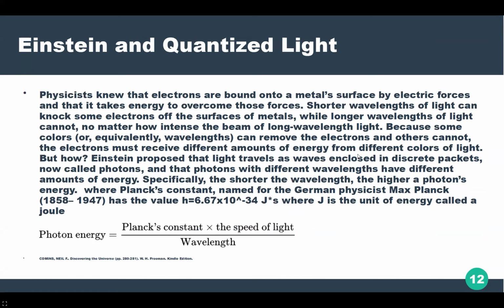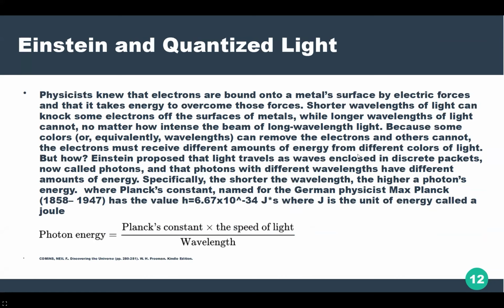Physicists knew that electrons are bound into the metal surface by electrical forces, and that it takes energy to overcome those forces. Shorter wavelengths of light can knock some electrons off the surfaces of metal, while longer wavelengths of light cannot, no matter how intense the beam of long wavelength light is. Because some colors, or equivalently wavelengths, can remove the electrons and others cannot, the electrons must receive different amounts of energy from different colors of light. But how? Einstein proposed that light travels as waves enclosed in discrete packets, now called photons, and that photons with different wavelengths have different amounts of energy.